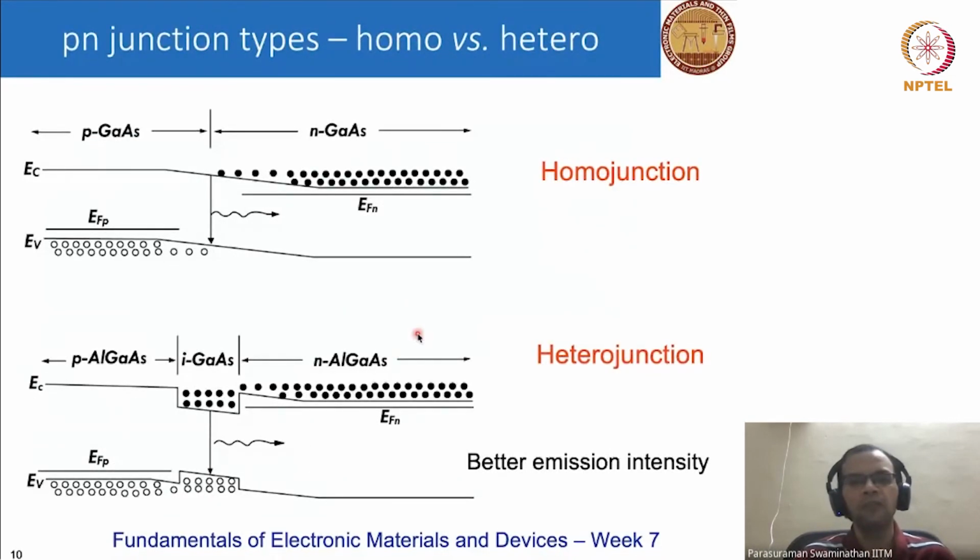We can also have two types of PN junction. We said that if both P and N type material are the same, these are called homo junctions. We can also have a hetero junction when we choose different materials. Turns out hetero junctions are better because the nature of the band bending basically means that we can concentrate the electrons and holes in the depletion region. So there is a greater intensity of light because of recombination.